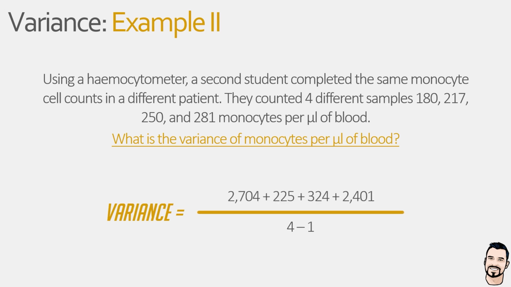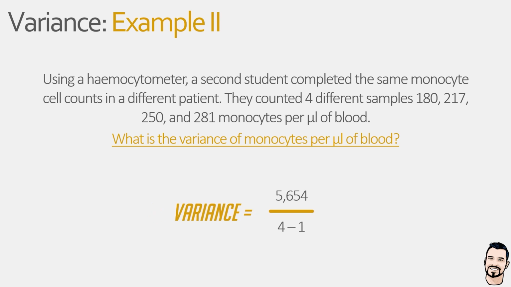Now we can add up each of the numbers on the top line of the equation, giving us a value of 5,654. Next, we simplify the bottom line of the equation, so 4 minus 1 is 3, allowing us to divide 5,654 by 3, giving us a sample variance of 1,884.7. And as I talked about earlier, this value is much larger than our actual data values.